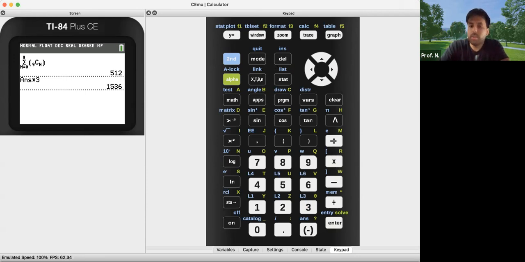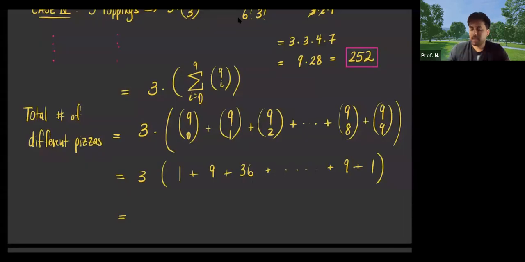Now my question to you is there a better way? A more efficient way? Is there a way that I can do this without cases? Is there a way I can do this without combinations? That's really my question. So this is 3 times 512, which is 1536. There's 1,536 different pizza orders that I can make under these circumstances.